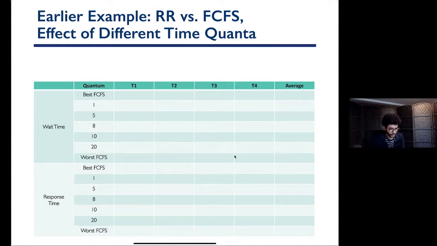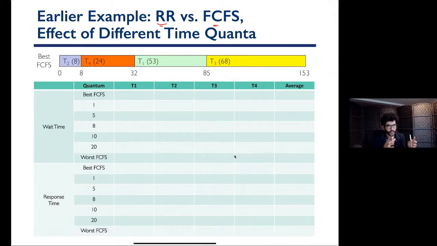Okay, now let's have a better comparison of round robin and FCFS in the sense that let's look at a variety of time quantum sizes. I'm bringing back the example that we saw before, where we had 3 tasks, and they had different sizes. So if you go back to the slides before, this was a workload that we considered in the past. T2 is the shortest task, and then T3 is the longest task.